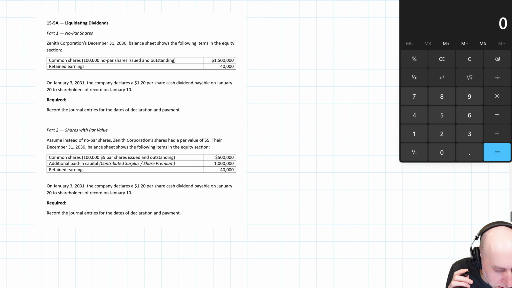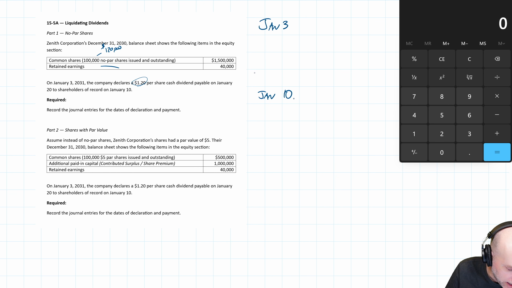Zenith Corporation's December 31st balance sheet shows the following items in the equity section. They have common shares of 1.5 million, no par shares here, and retained earnings of 40,000. They declare a $1.20 per share cash dividend. So that's $120,000, right? That times 1.2 is a $120,000 cash dividend, payable on January 20th to shareholders of record on January 10th. So on January 3rd, we're going to declare a dividend, and on January 10th, we're going to pay it.